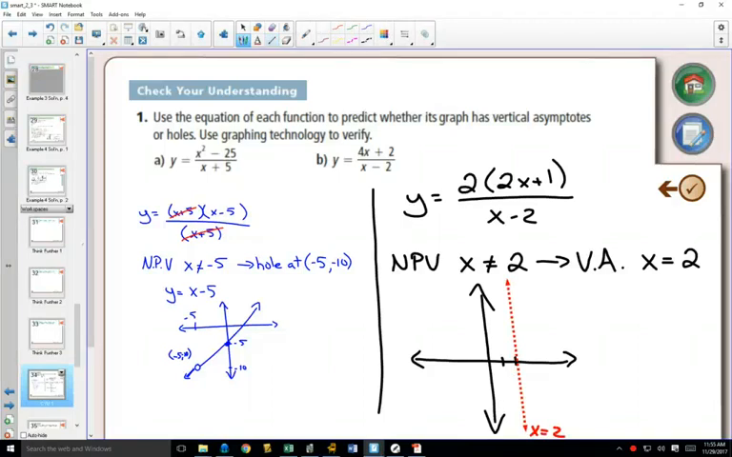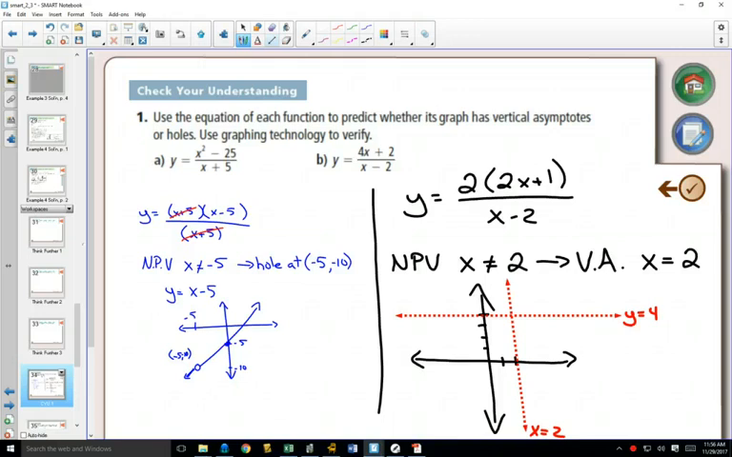What kind of graph is this one? This is one where the degrees are the same. So when the degrees are the same, we're going to have a horizontal asymptote. Our horizontal asymptote, if you look at just the x's, you have 4x over x. Our horizontal asymptote will be at y equals 4.